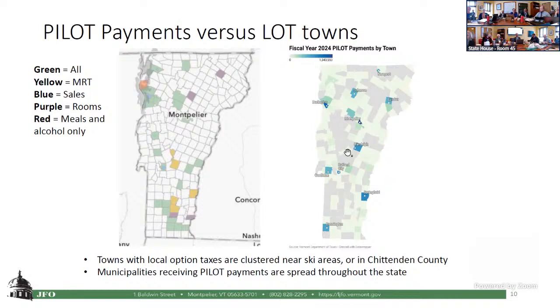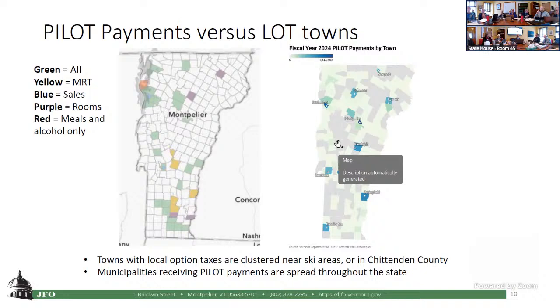These are primarily clustered around ski areas. You see a lot in southern Vermont. You see some in and around the ski areas in central Vermont, and then also in Chittenden County. Whereas municipalities that receive a pilot payment are spread all across the state. You see clusters in towns with large state presence, obviously, and Vermont State University locations. But there are far more towns that receive a payment than those that send it. Though I would note that the payments in a lot of these cases are relatively small.